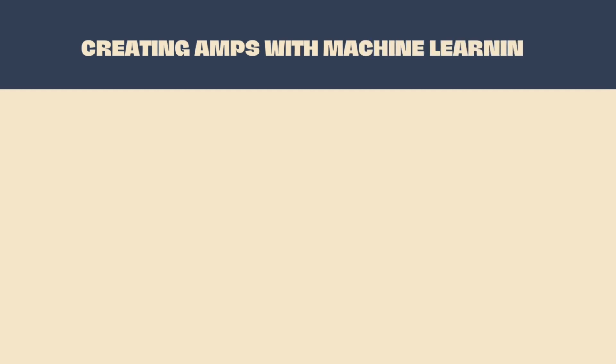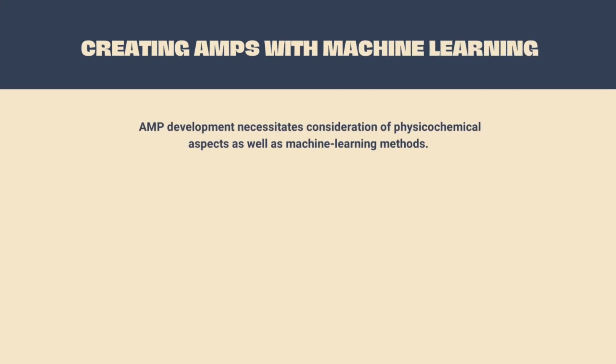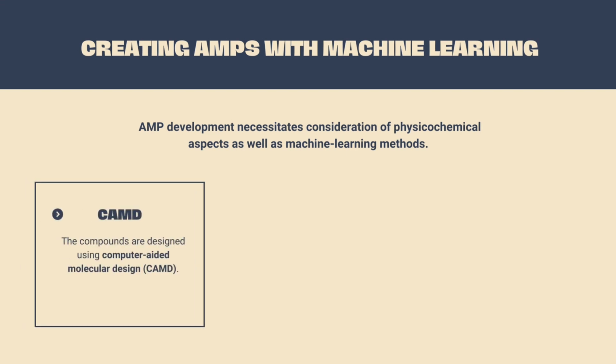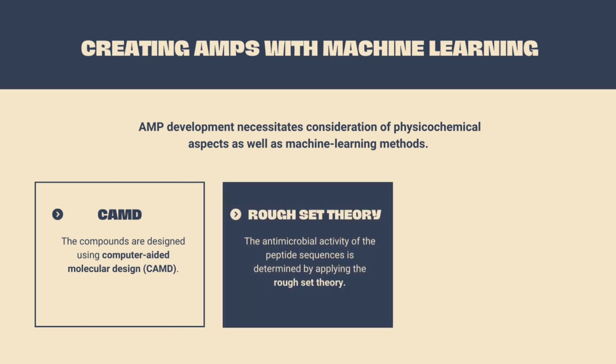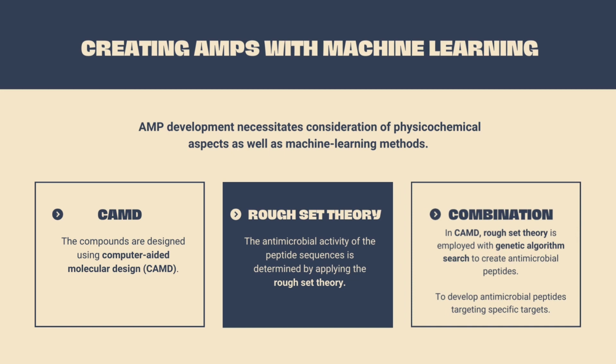This article mainly discusses how to create the AMP using machine learning. Designing the AMPs requires considering physical-chemical properties and machine learning approaches. To create the AMP, plenty of methods and techniques are employed. First of all, they use computer-aided molecular design, CAMD, to design the molecules. Secondly, they use the rough set theory. It can be used to classify peptide sequences based on their antibacterial activity. Next, the combination. The rough set theory is combined with a genetic algorithm search in CAMD to design the antimicrobial peptides. The ultimate aim is to design antimicrobial peptides against specific targets.